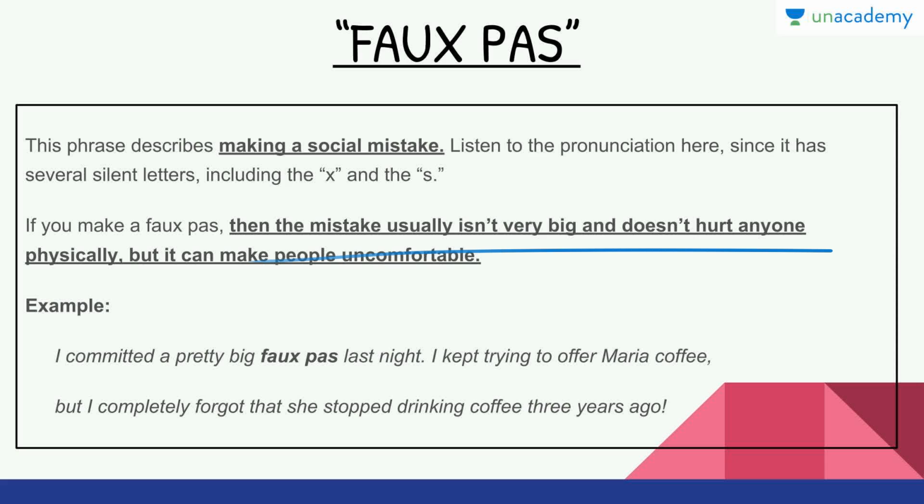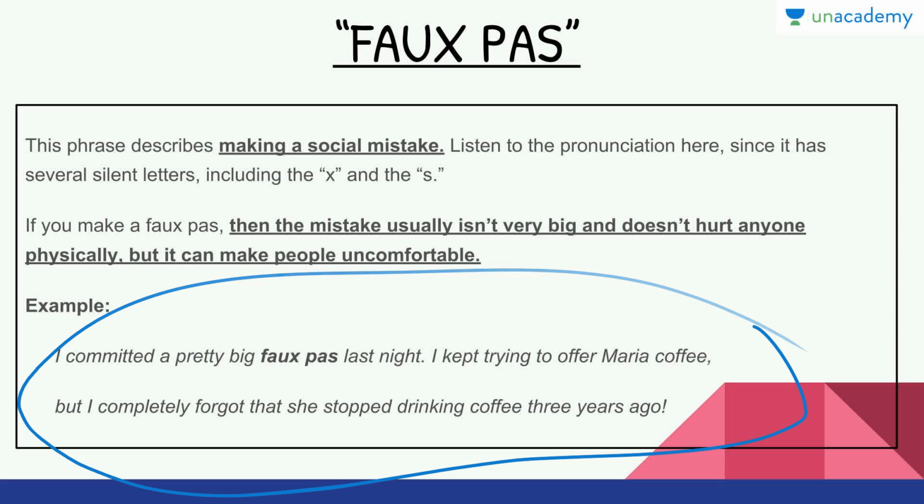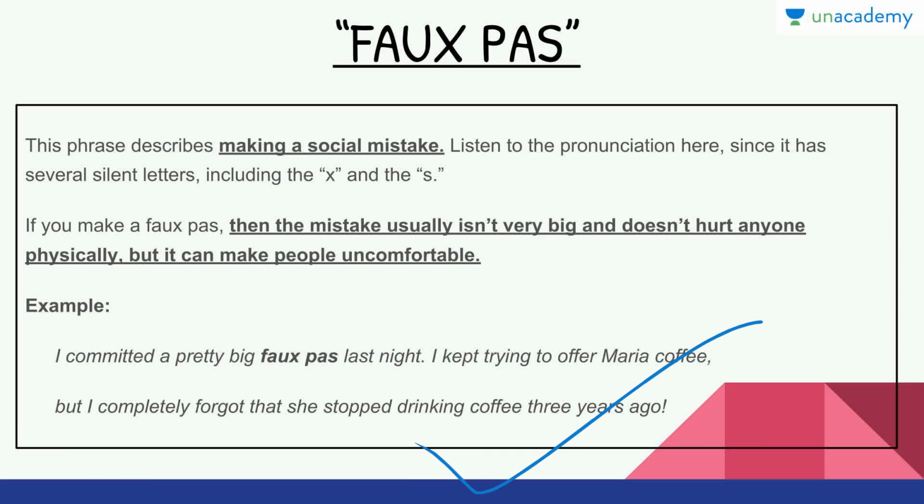So number one, I told you it's a social mistake. Number two, the X and S are silent, so you pronounce it as faux pas. And the mistake isn't very big, but it can make people uncomfortable. And the example we have is, I committed a pretty big faux pas last night. I kept trying to offer Maria coffee, but I completely forgot that she stopped drinking coffee 3 years ago. Right? So it's not such a huge mistake. You're not harming someone, but it made her uncomfortable. So this is about this word.